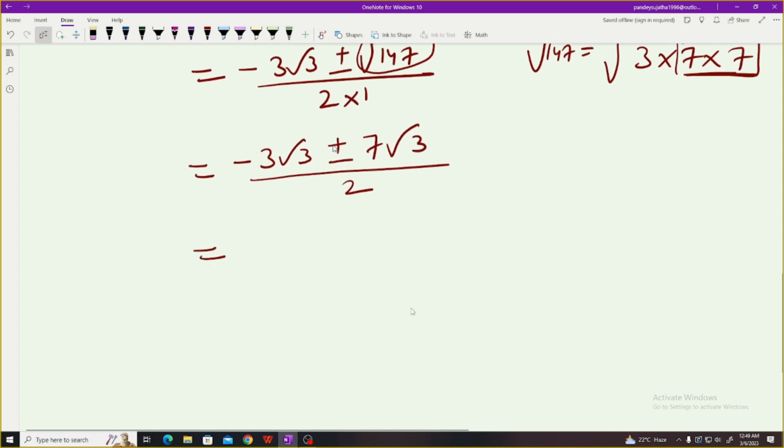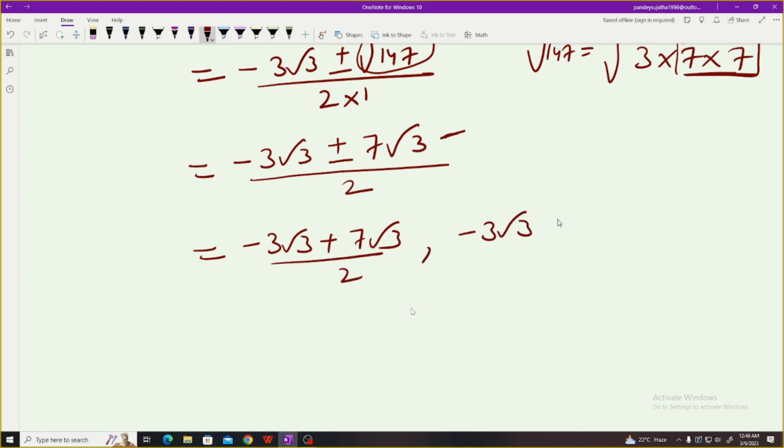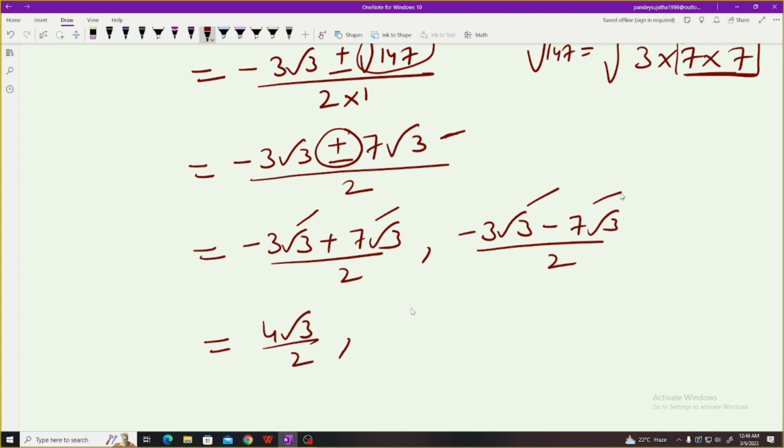So write this in two ways, that is minus 3 root 3 plus 7 root 3 upon 2, and the other way minus 3 root 3 minus 7 root 3 upon 2, because here the plus and minus symbol is there. So minus 3 root 3 plus 7 root 3 is 4 root 3 upon 2. Minus 3 root 3 minus 7 root 3 is minus 10 root 3 upon 2.